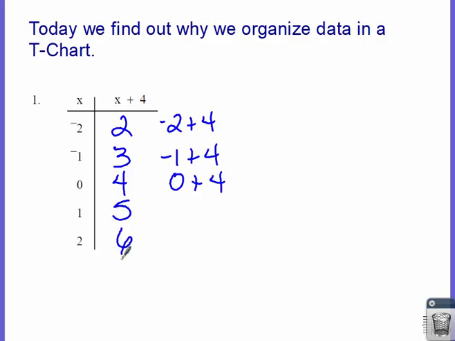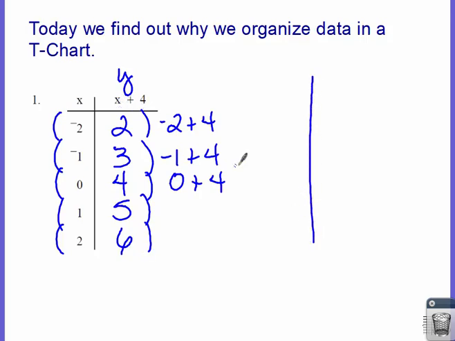The reason we organize our information in a T-chart is that what you have created is a set of coordinates, where this value is the x part of the coordinate and this value is the y part. So this is a series of coordinates, and if we graph those coordinates, it shows us the picture of what x + 4 looks like. Let's see if we can do that.